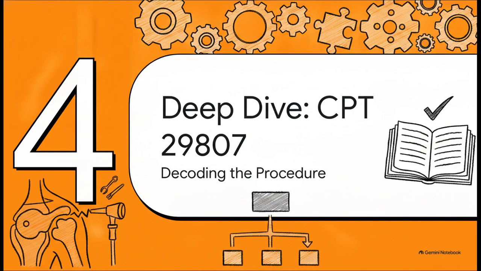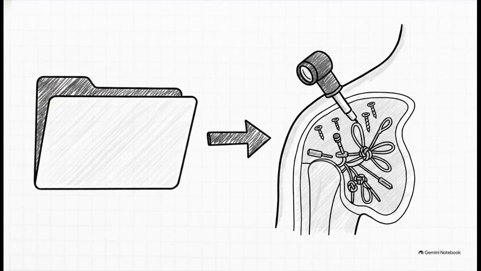Section 4. Our deep dive into CPT 29807. The official descriptor for CPT 29807 is straightforward enough. Arthroscopy, shoulder, surgical, repair of SLAP lesion. But you know how it is. Simple descriptors often hide a whole bunch of complex steps in the OR. To really understand the operative note, we need to know exactly what the surgeon is doing inside that joint.